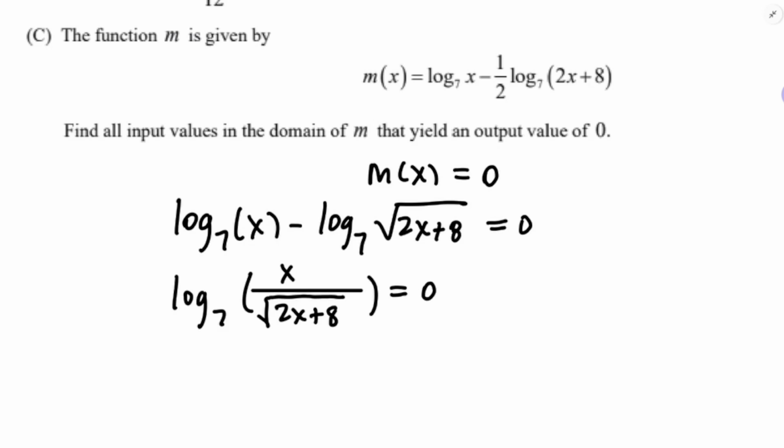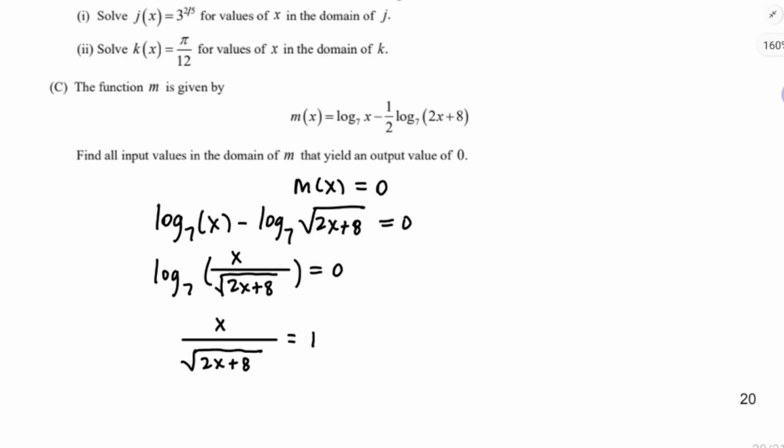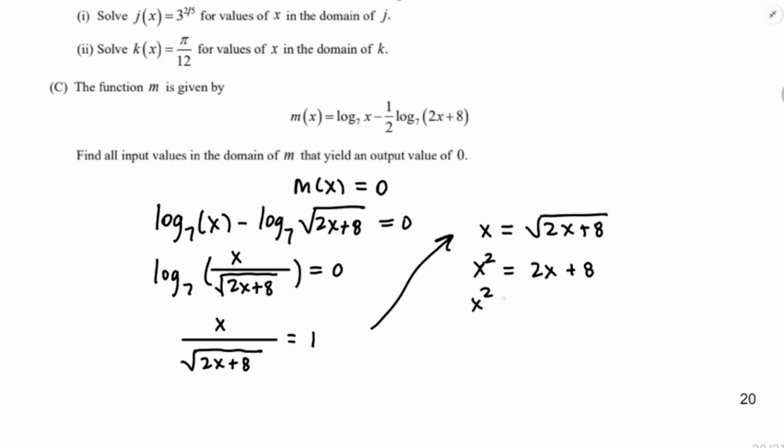I'm going to take 7 to both sides power. So 7 to the log base 7 of that thing is just going to be that thing, x over the square root of 2x plus 8. And that's going to equal 7 to the 0, which is 1. And then I'll multiply both sides by the square root, and I'll have x equaling square root of 2x plus 8. I will need to square both sides, and then that means I need to be careful at the end and check my result for extraneous solutions. x squared equals 2x plus 8. And then I'll set this thing equal to 0.